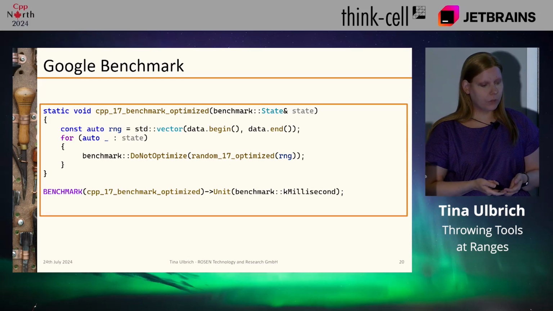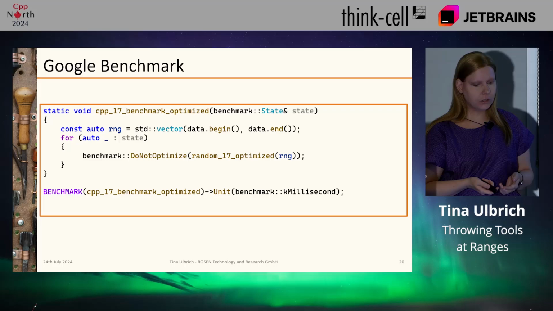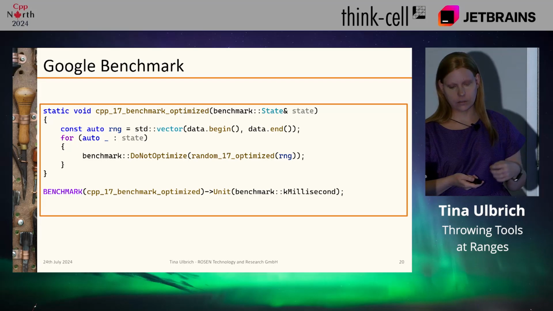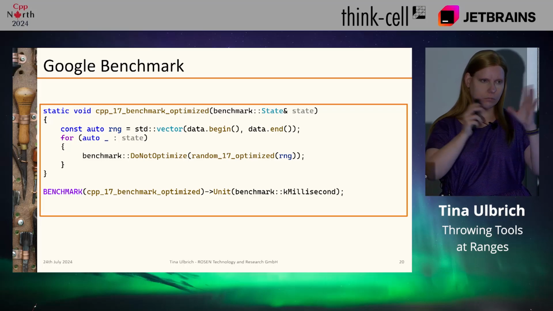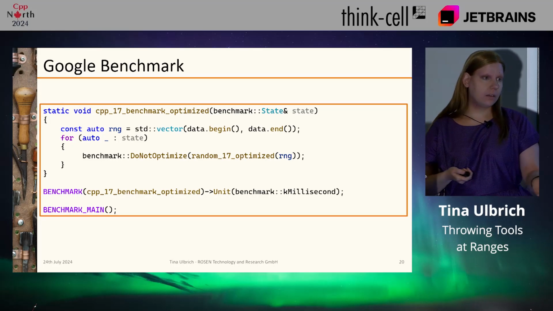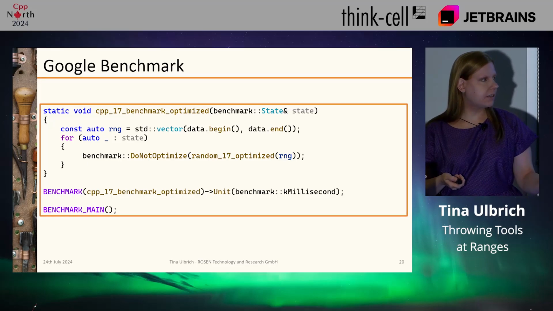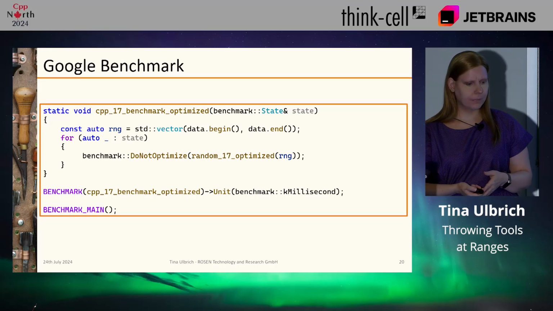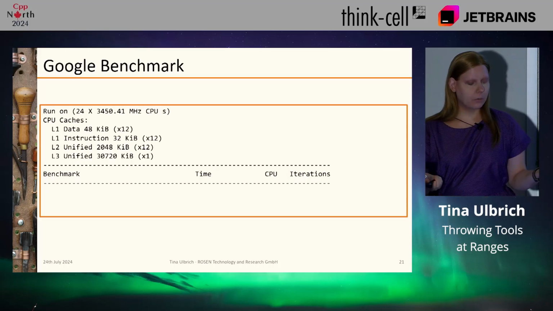And then you have this macro where you register your benchmark. I changed the output also to milliseconds. Standard is nanoseconds, so it's always a huge number. And then you call benchmark main, and then you're done. This is the entire setup, and I think it's so easy to use. And then you get an output.